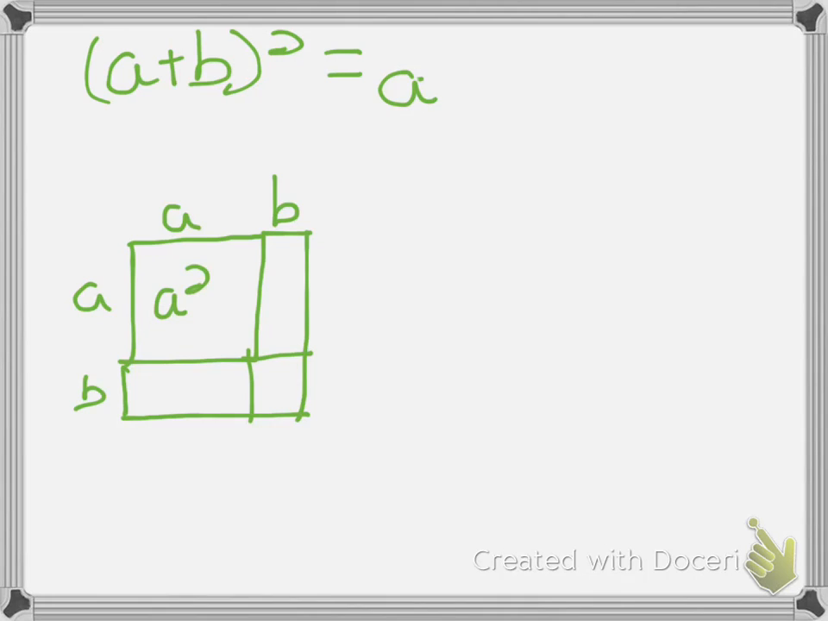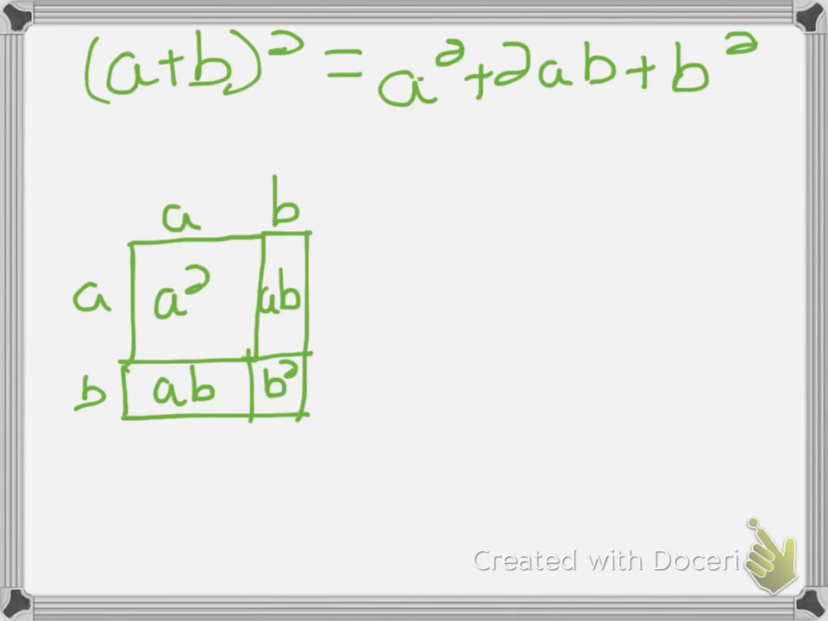I have the region a squared. This is an ab, and this is an ab, so like terms, I can make it 2ab. And then this area is b squared. So just looking at the diagram, I have this figure. Now let's look at the minus case. It's a little more tricky.